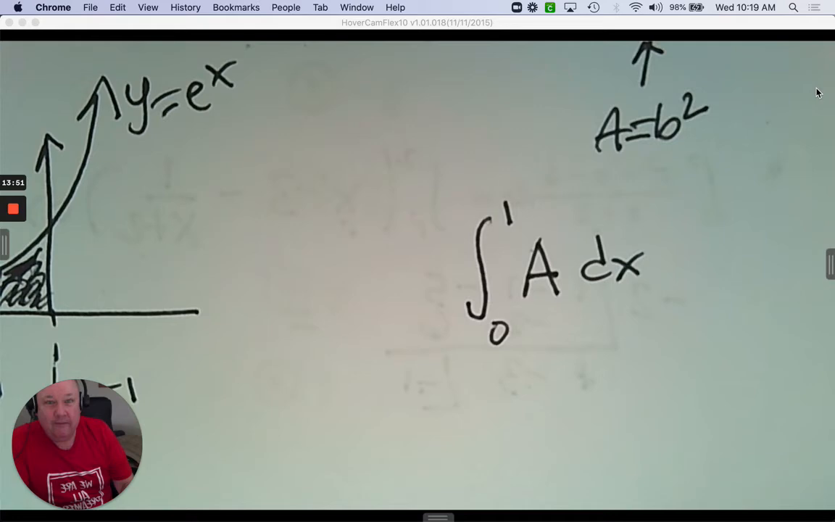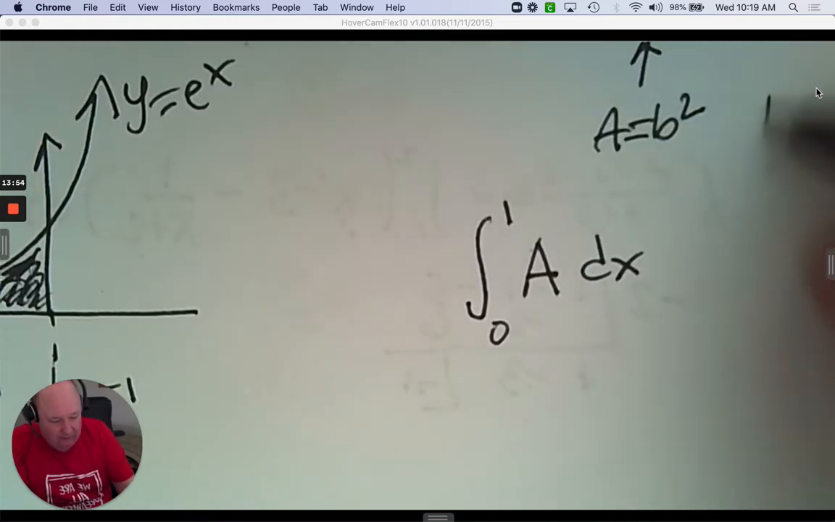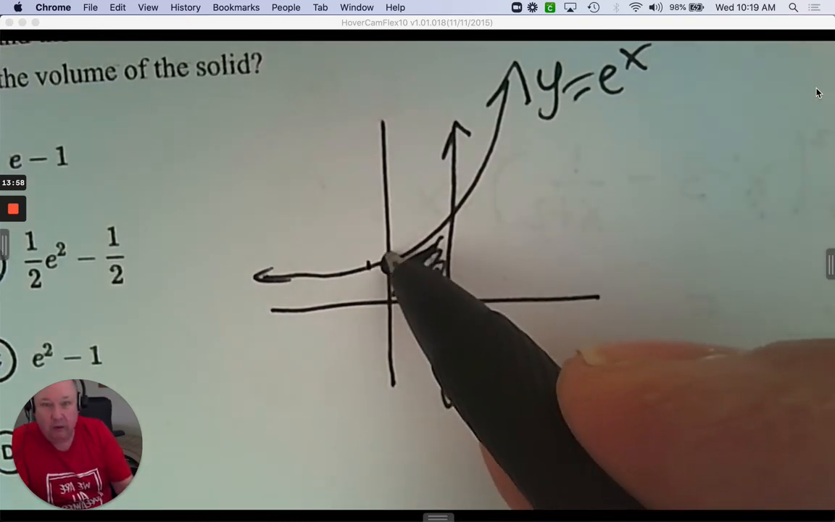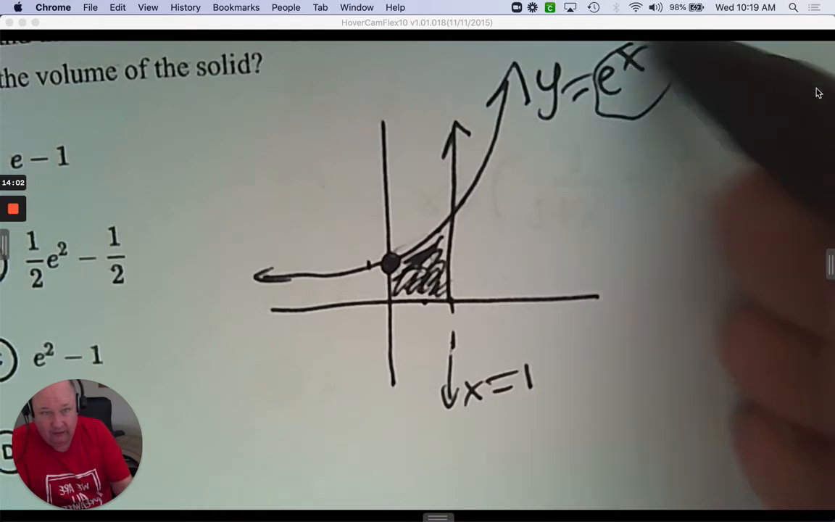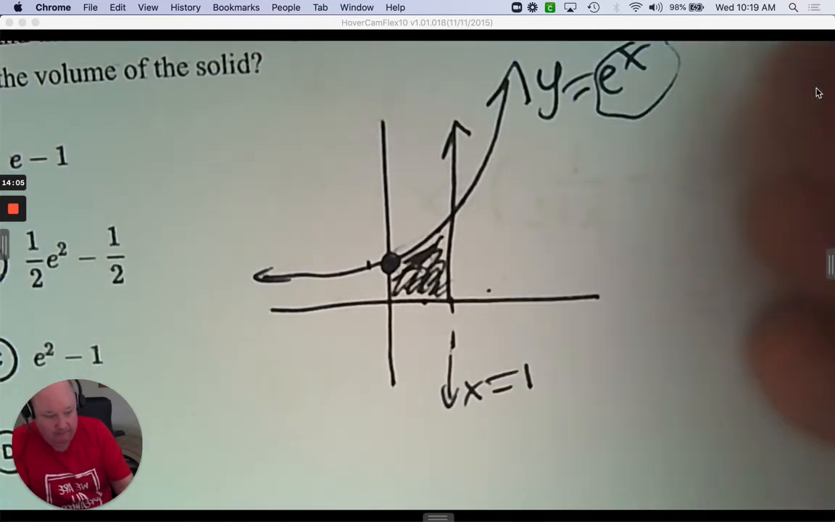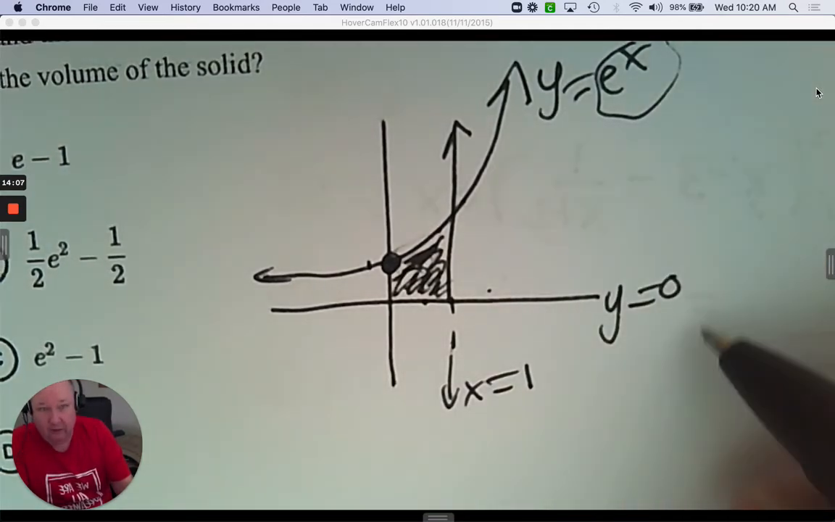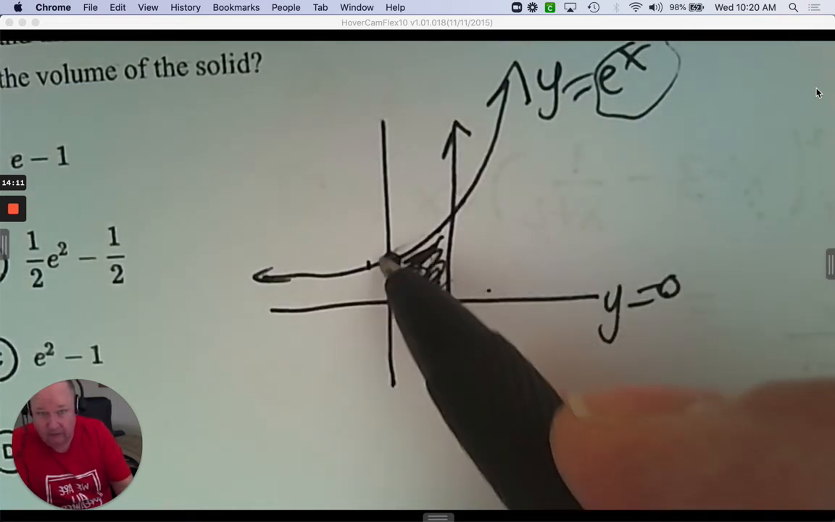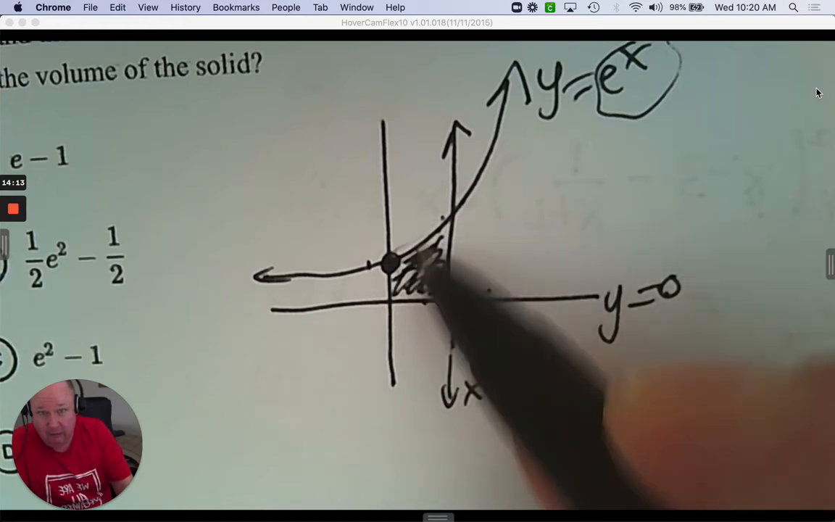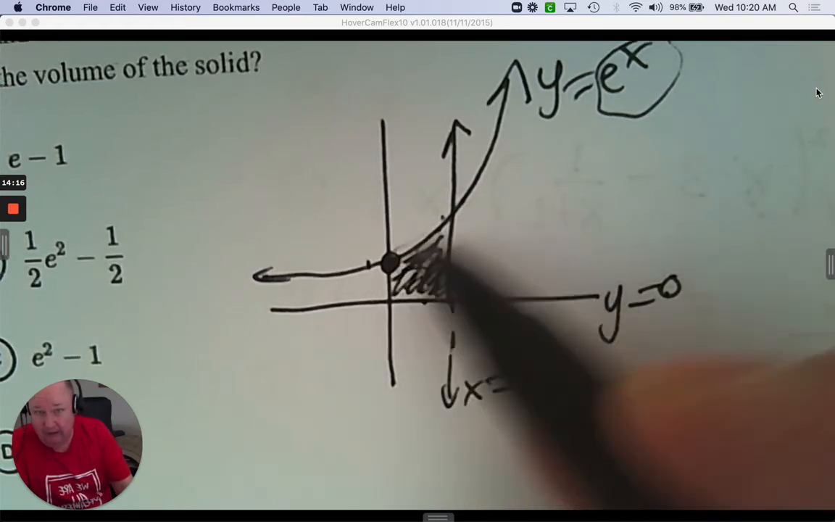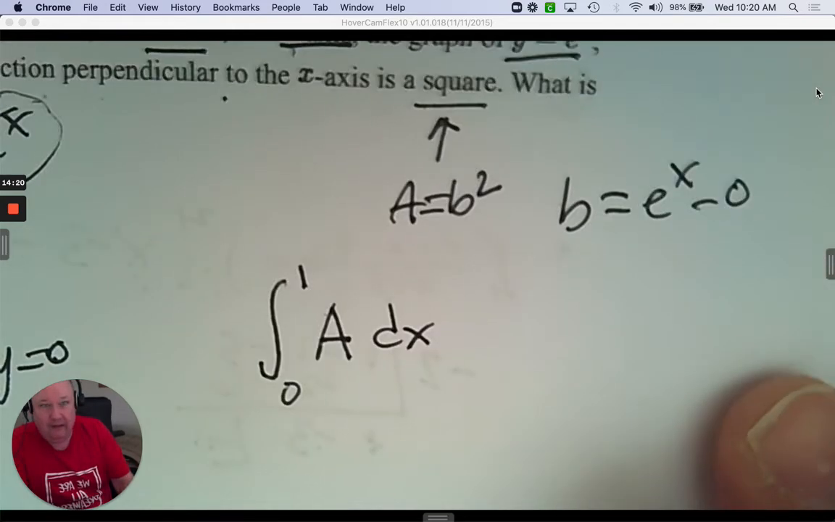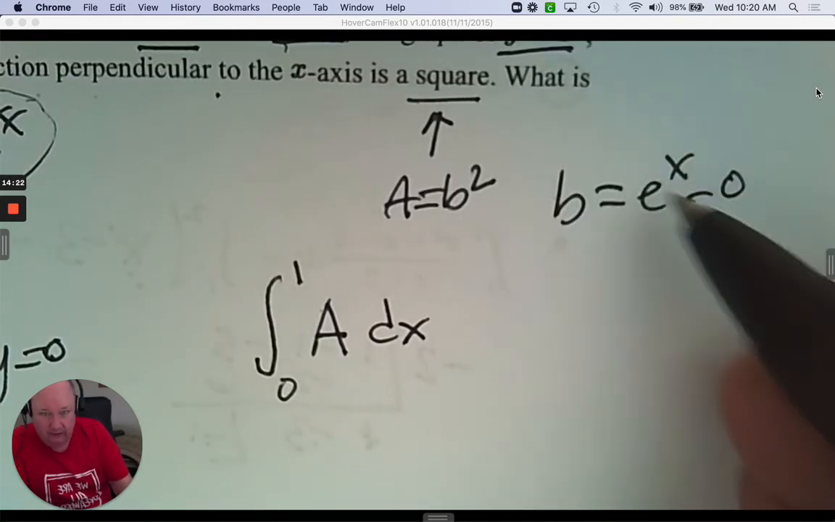So if I think, what represents the base of this square at any point, we would go top, subtract bottom. The top is the function e to the x. The bottom, if we like, is y equals 0. So it's e to the x, subtract 0. It's the top, subtract the bottom. That would give me the base at any point in between 0 and 1. So the base is represented as e to the x, subtract 0, or just e to the x.